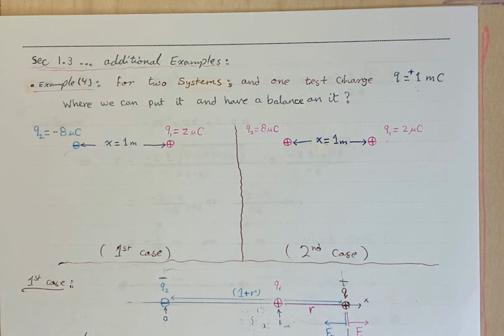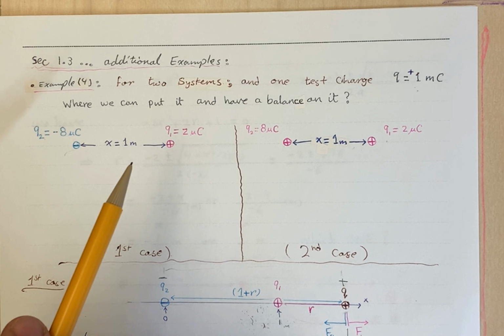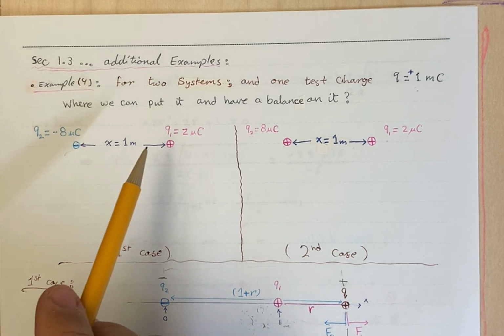Hi everybody, welcome again. We are still in the third section. We have two additional examples, which have different ideas than the examples we solved previously. Starting with example number 4, we have two systems.